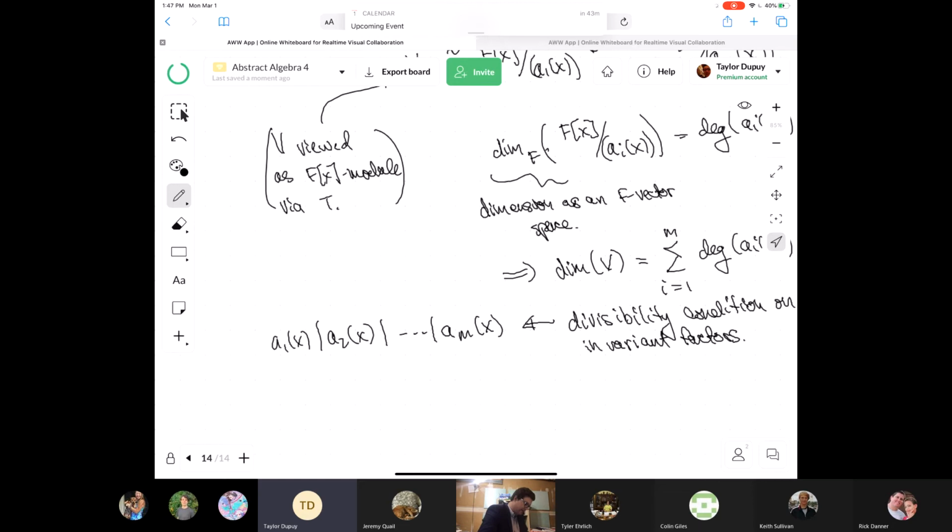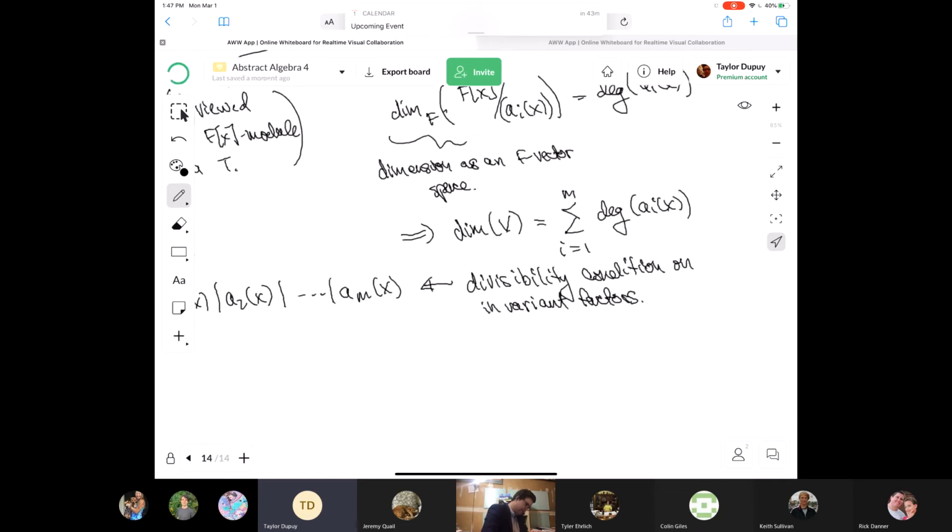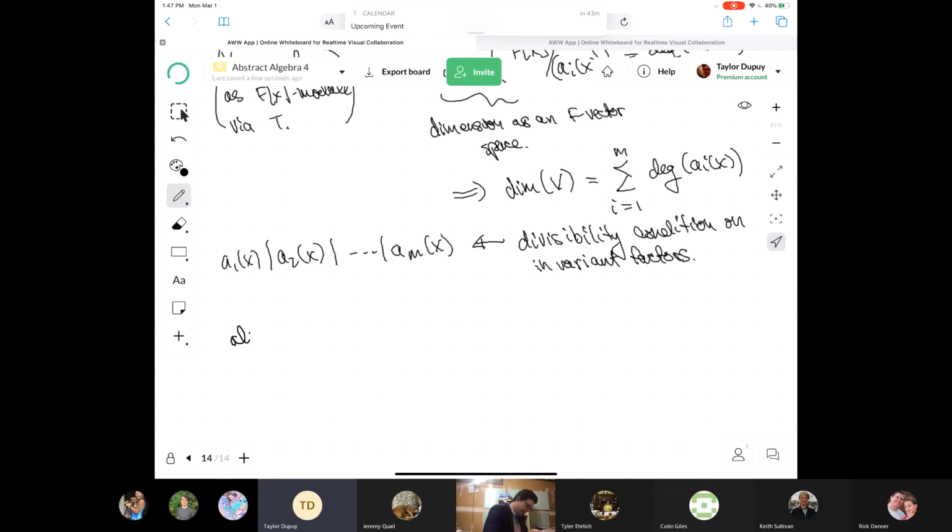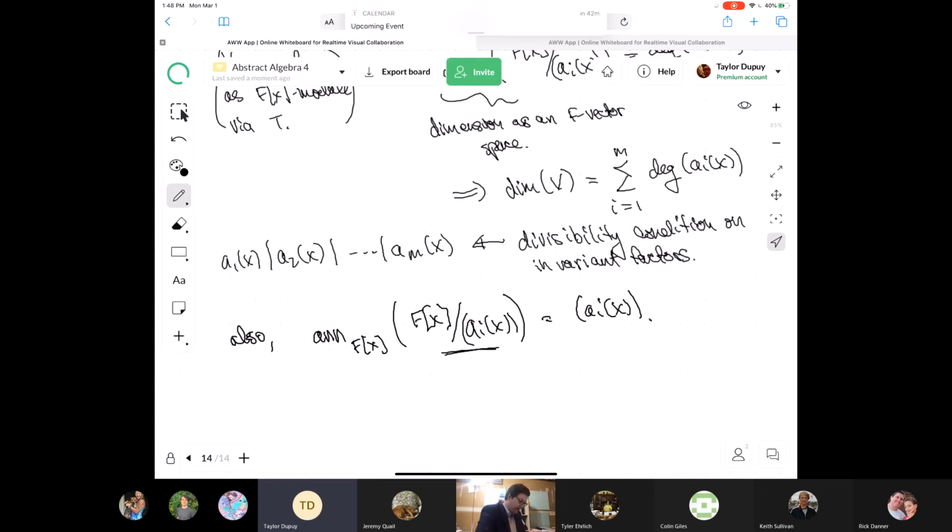So, and notice that the annihilator of f of x of these modules, well, this is just a_i of x. It's written right there, right? So this is what the annihilator is, okay? And so all of these things divide a_m of x, right? And so a_m of x will annihilate everything, right?